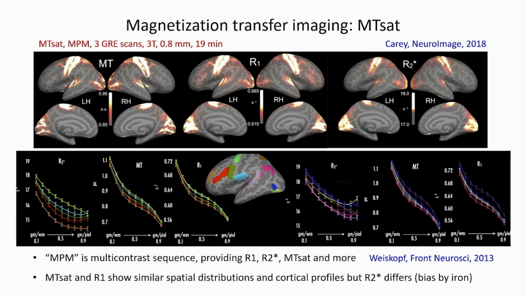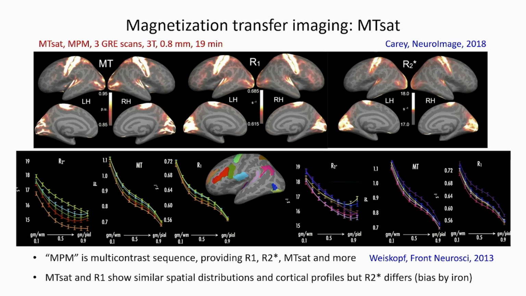They use this MPM protocol. It's a multi-parametric mapping protocol that acquires three different GRE, one with MT, the other without MT. And this protocol helps you acquire like 0.8 millimeter resolution in 19 minutes of scan time. And what is good about this one is it generates not only the MT saturated myelin images, it also provides you this R1 map, which is one of our T1 maps.